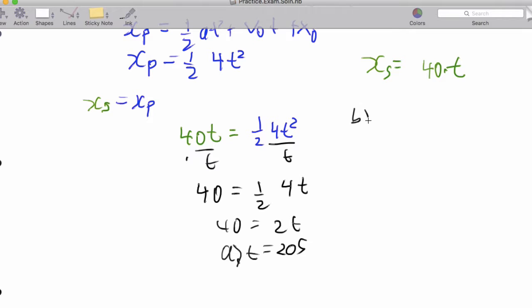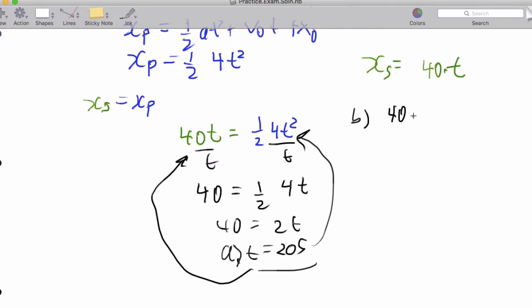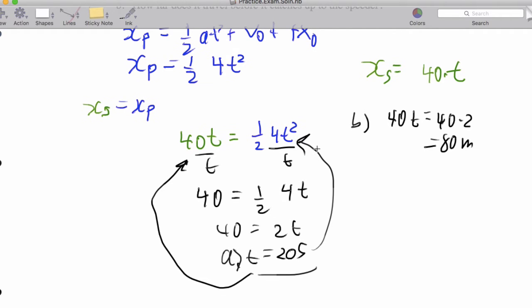Now for part B, now that I've got this time, I can plug it back into here or here, either one. I'll take the easy one. 40 times t is 40 times 2, which is 80 meters. So they meet at the 80 meter mark. If you want to do it the other way, you could plug it into here, and you'd get the same thing. You'd also get 80. So the answer to B is 80 meters.